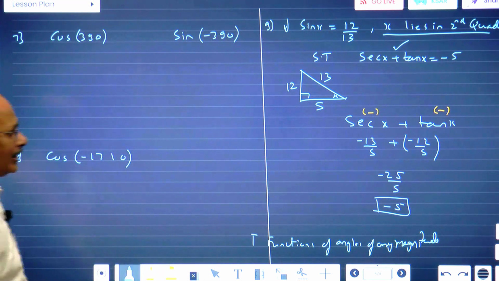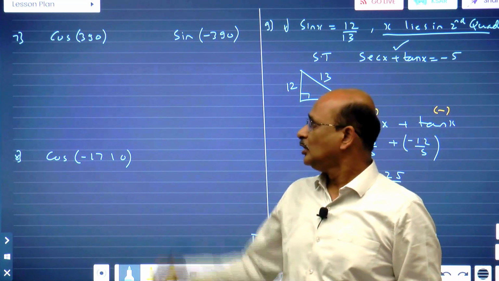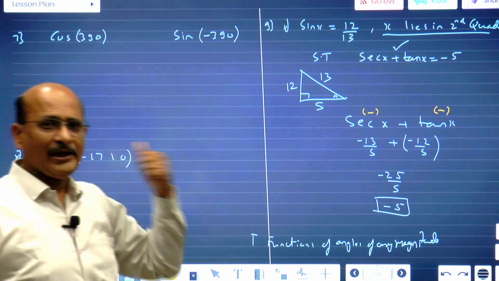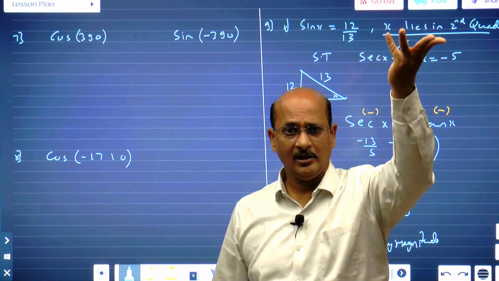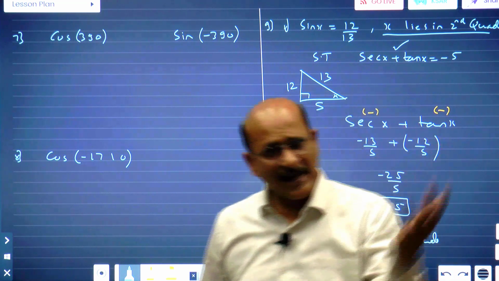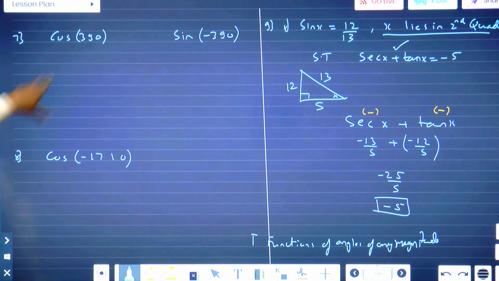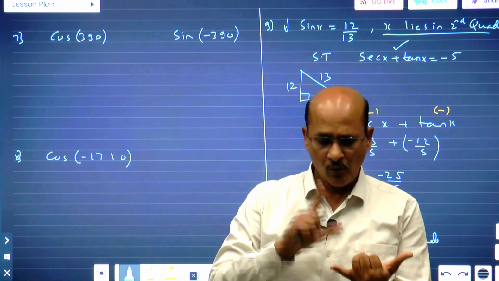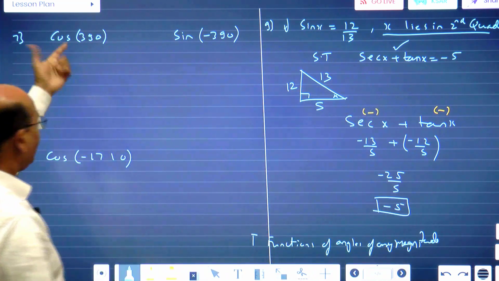Now, the third and last category of sums in trigonometric functions: trigonometric functions of angles of any magnitude. Sine 20, sine 70, sine 180, sine 370, sine 720, sine 1025, cos, tan, angles of any magnitude. You can find the answer for that. This is just a rehearsal for you. I don't know cos 390, but I know cos 0, and I know the 30 degree, 60 degree, 45 degree and 90 degree values. So I will try to convert this into that acute angle formula.